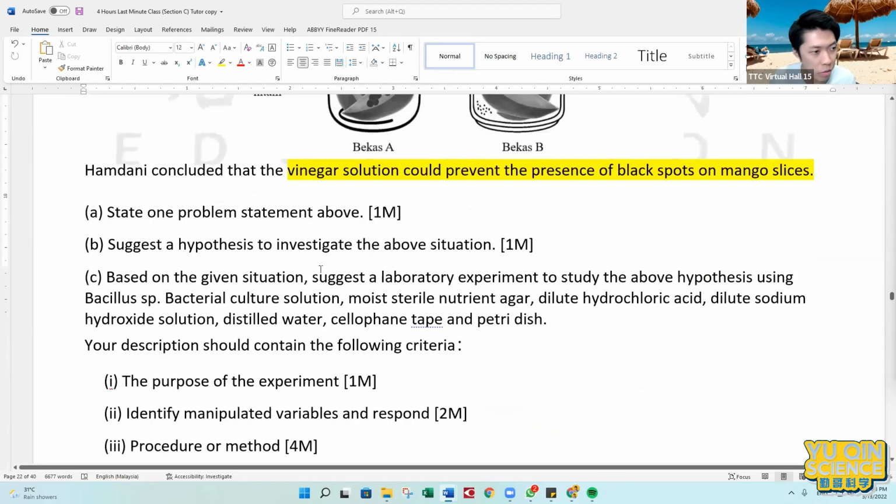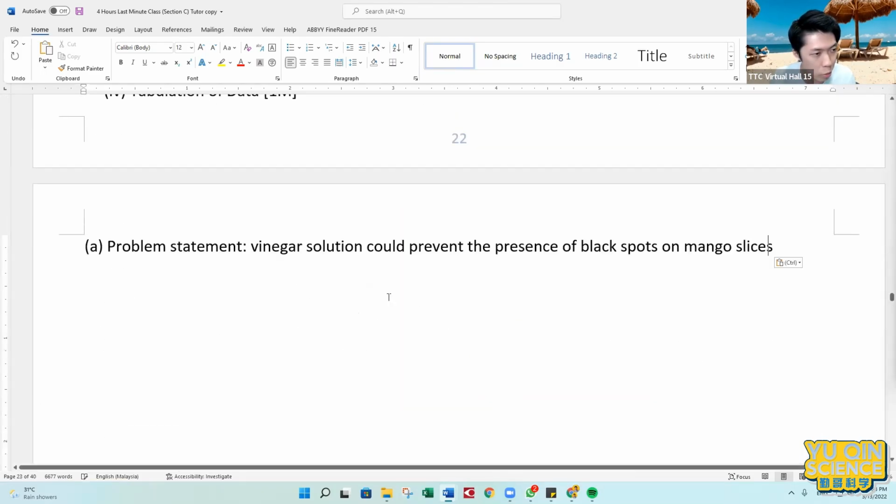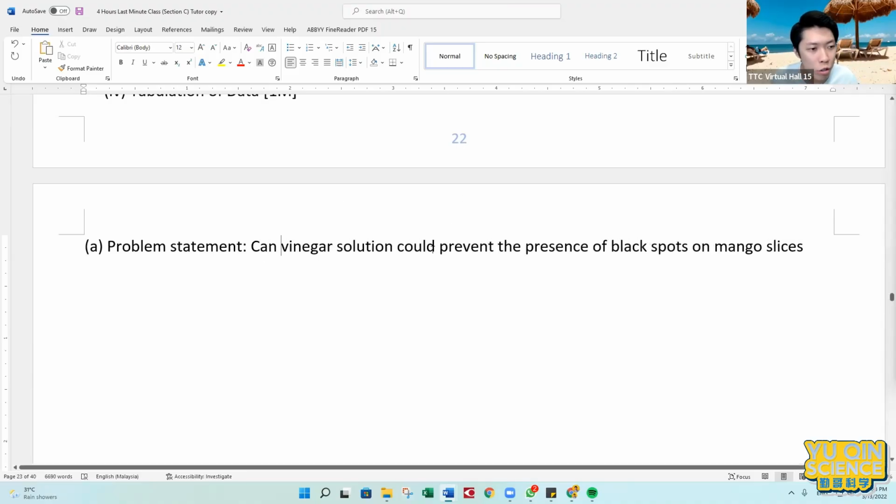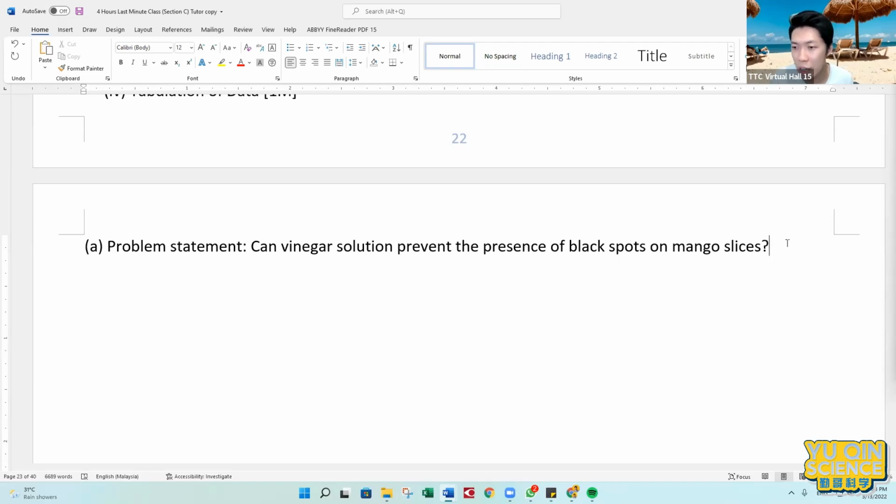For this case, I could just copy and paste, but I need to make it a question. So at the front, I need to add: can vinegar solution prevent the presence of black spots on mango slices? Question mark. There you go. Correct. Simple: copy from the question, and make sure you're answering based on the topic, like you're talking about mango slices. I'll wait for your B. I'll go to B.